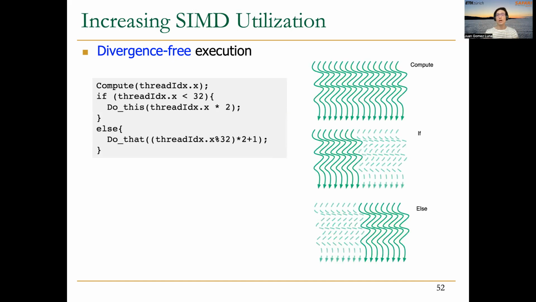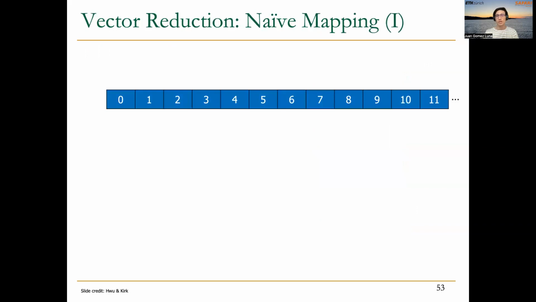In this case, we are assigning the computation in this way. All threads of warp 0, threads from 0 to 32, do the if, so there is no divergence, and the threads in the other warp do the else, so there is no divergence. This is a very good example of where intra-warp divergence happens: a naive implementation of vector reduction.